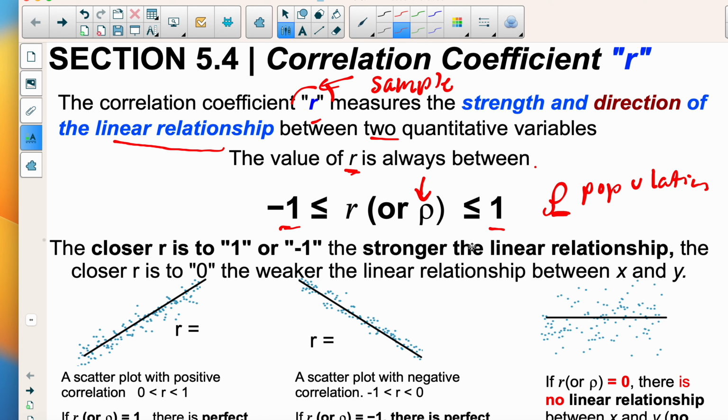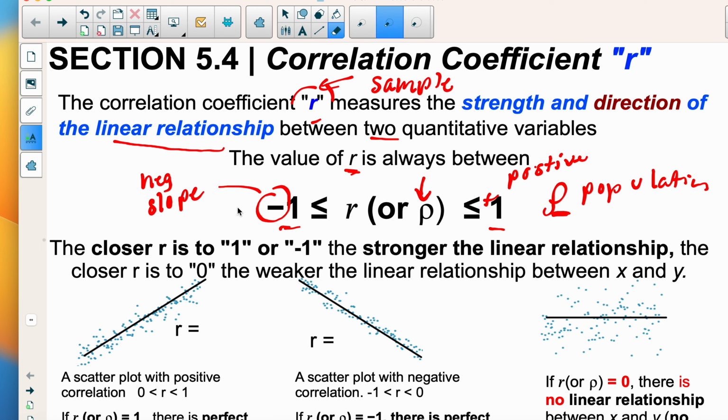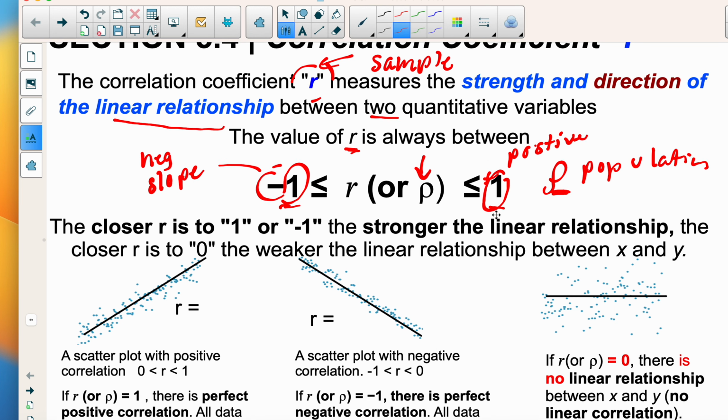And remember, I told you, if you break it into two pieces, the negative sign just tells us that we have a negative slope. And the positive sign means that we would have a positive slope or linear relationship between the two variables. Then the magnitude of R, the closer it is to 1, tells you how strong the relationship is.